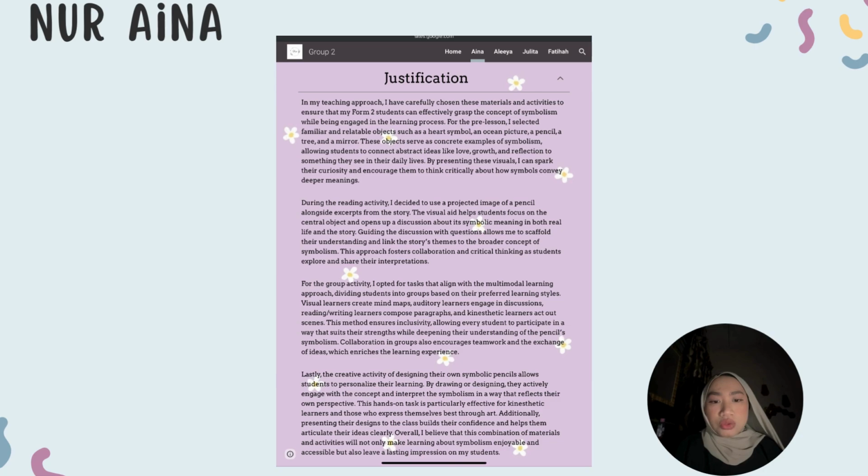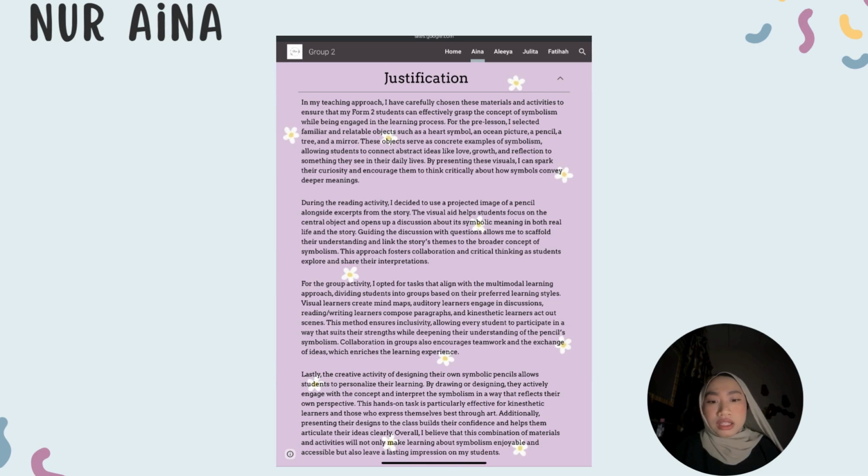So this method ensures inclusivity, allowing every student to participate in a way that suits their strength while deepening their understanding of the pencil symbolism. Also, the collaboration in groups encourages teamwork and the exchange of ideas, which enrich their learning experience.